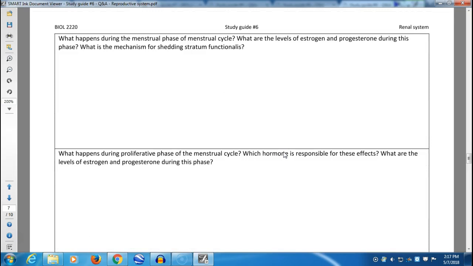Menstrual phase. Blood vessels constrict, deprive stratum functionalis of the blood flow. It dies. Rush of blood washes it away. Are we good? Levels are low. Mechanism for shedding.